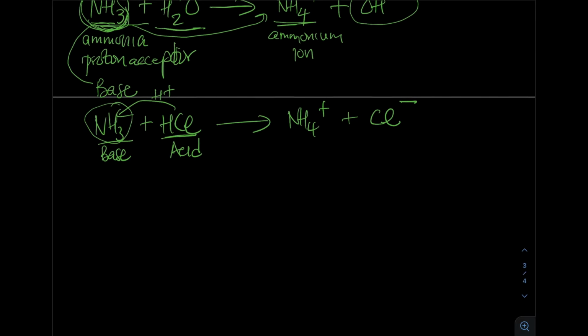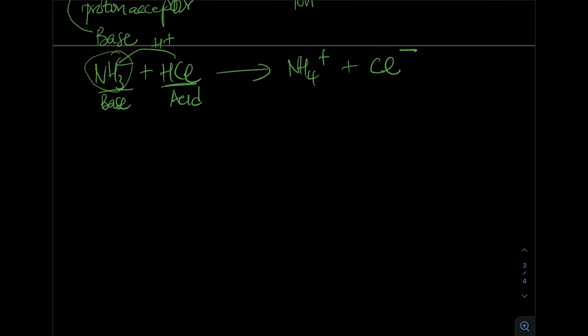Let's look at another example of bases. The bases that dissociate to give OH minus. Let's take the base sodium hydroxide. Sodium hydroxide is a base, and we dissolve it in water. So what's going to happen here? What is the water going to do to this base? It's going to dissociate it. It's going to split it into ions.